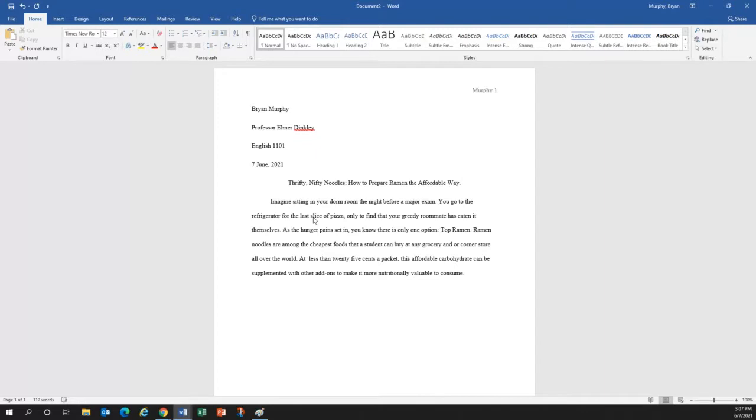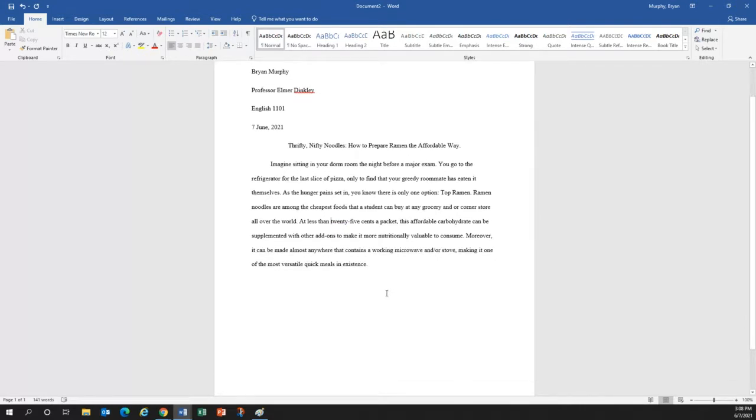All right, just a few more words, a few more details. Moreover, it can be made almost anywhere that contains a working microwave and or stove, making it one of the most versatile quick meals in existence. All right. So now that's pretty good. I mean, you could go a little bit further. Remember, you got to get to 1,000 words. So maybe you want to give some more details, but you also don't want to get too far ahead of yourself in the intro. You just want to provide enough for me to understand what's up. Now, I clearly get that you're talking about ramen noodles and their value to the college student and how to prepare them. So I don't know that we really need that much more here for this to make sense.